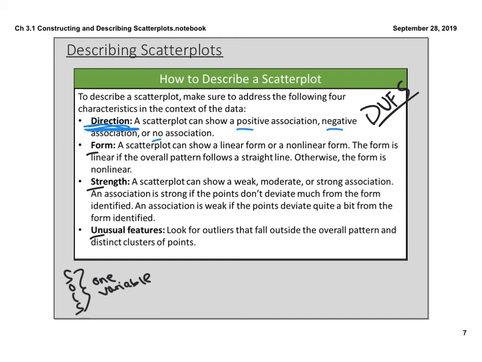You're going to talk about the form. Is it a linear form or is it some other non-linear? If the form is linear, then you're going to be able to draw a straight line through it. Otherwise, it could be a curve, it could be exponential. If it's non-linear, then it's going to have some sort of curve to it. You're going to talk about the strength. Is it weak? Is it moderate? Is it strong? And then you're going to talk about any unusual features. That's where you might see any outliers, things that are departures of the overall pattern.